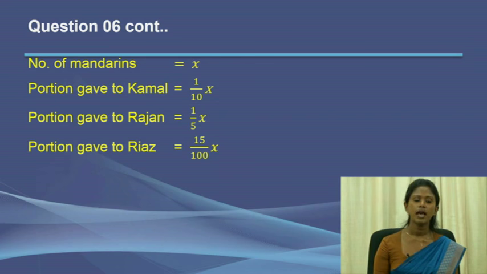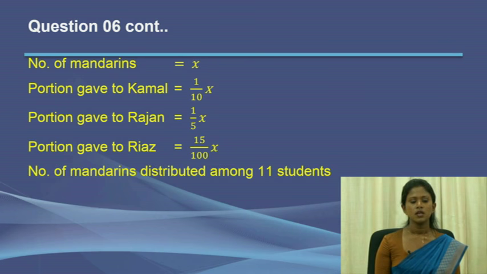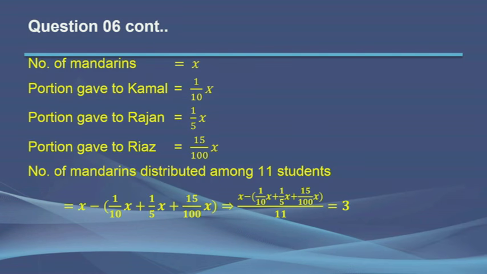So now we have almost all the portions given to Kamal, Rajan and Riaz. Here the rest of the mandarins is distributed among 11 students. So how can we find the rest of the mandarins? This is how. We can subtract the portions given to Kamal, Rajan and Riaz from the initial amount of the mandarins.